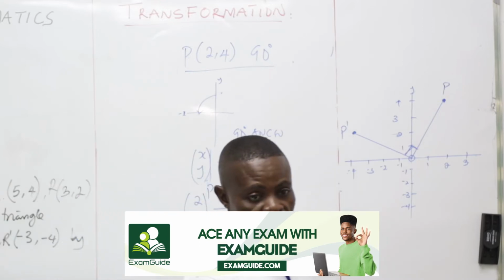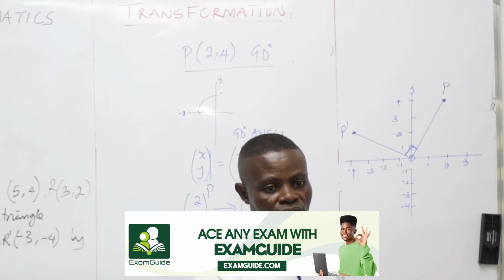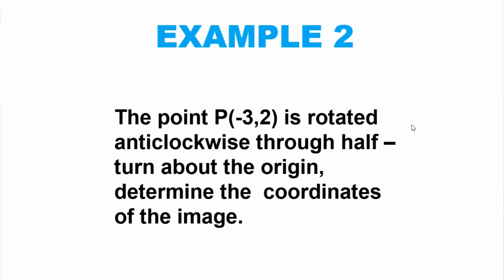Let's take another example. The point P (minus 3, 2) is rotated anti-clockwise through half turn about the origin. Determine the coordinates of the image. Now this one is talking about half turn.